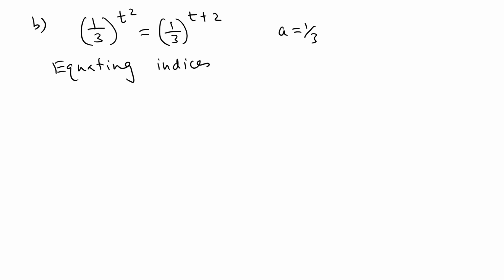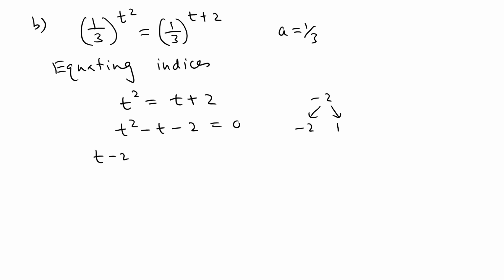So we have t squared equal t plus 2. Now we're going to bring it to one side. So we can write this as t squared minus t minus 2 equals 0. The next thing we're going to do is factor. You can see this is easy to factor, we have negative 2. You can write this as negative 2 and 1. So that means t minus 2 and then t plus 1 equals 0.